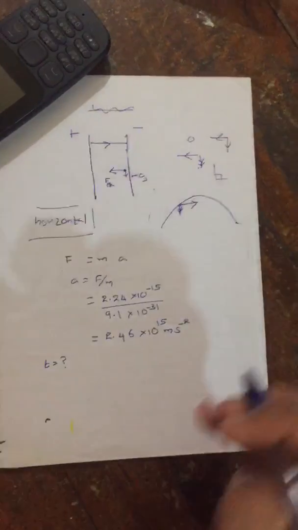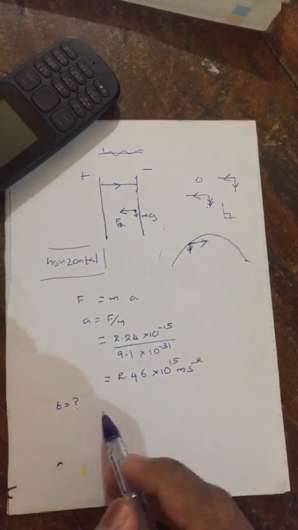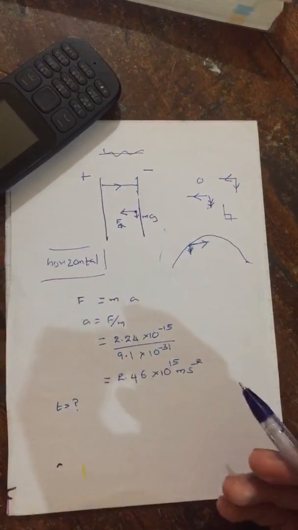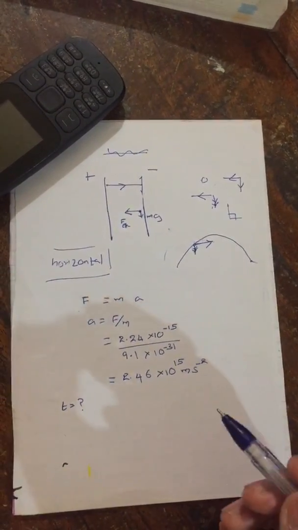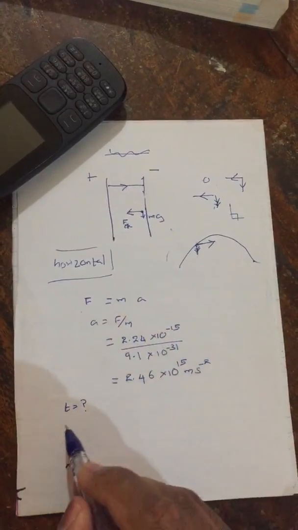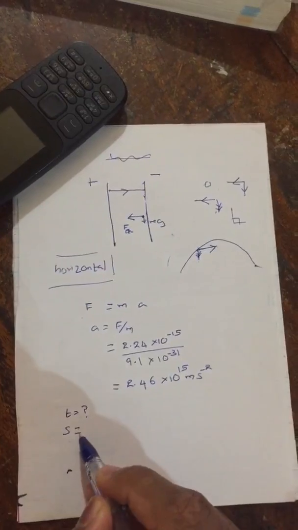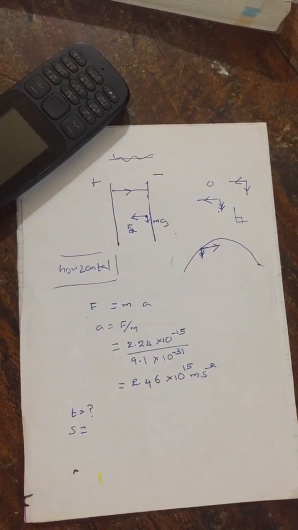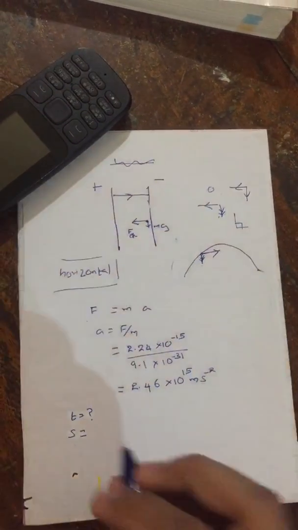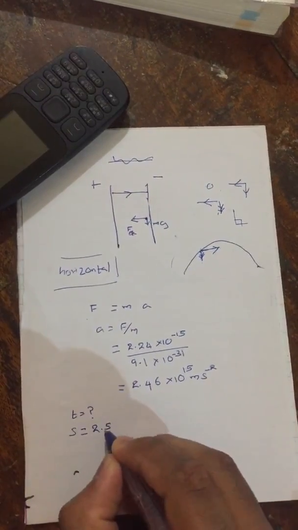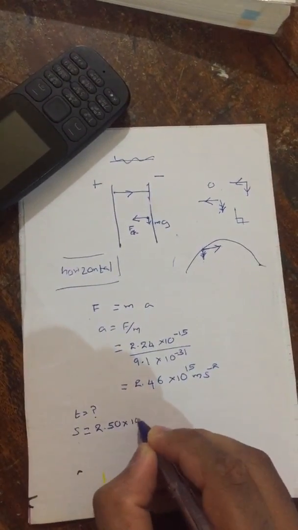So if you look horizontally, they are asking you for the time. So we're going to use the equations of motion, obviously. So let's go with that. S, do we know S? Yes. So 2.5 centimeters.